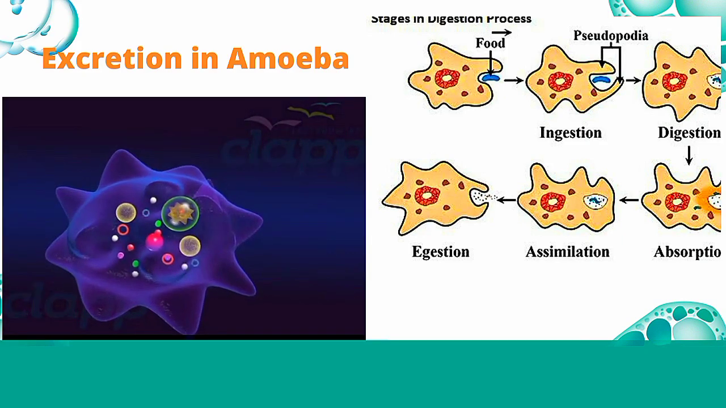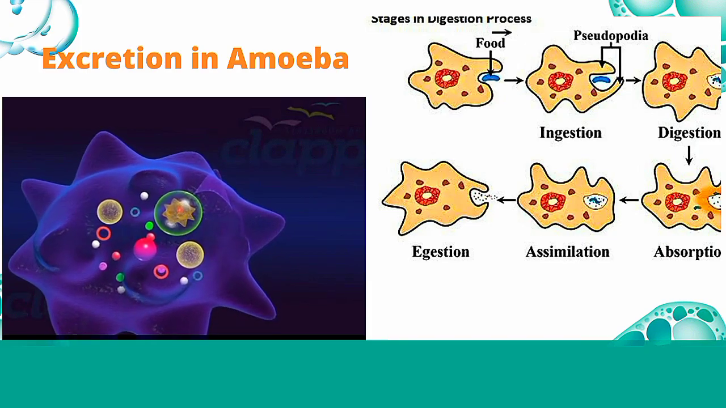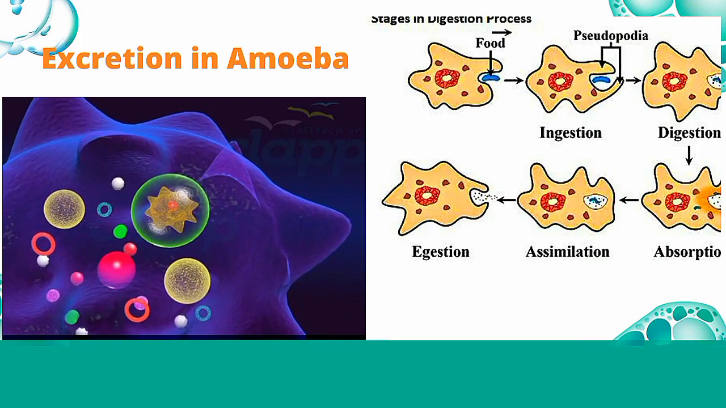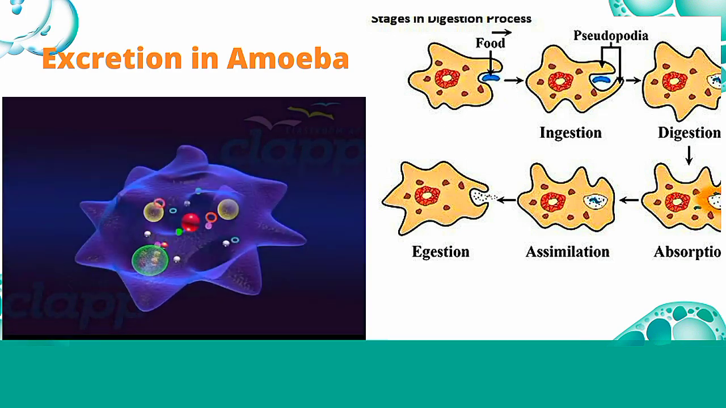A typical example is excretion in amoeba. We already know from our previous lesson that amoeba feeds by engulfing. When the food is swallowed into the cytoplasm, the food vacuole releases lytic enzymes which digest the food. The digested food is absorbed into the cell, and the contractile vacuole helps to expel the waste product from this food. This expulsion happens through simple diffusion.